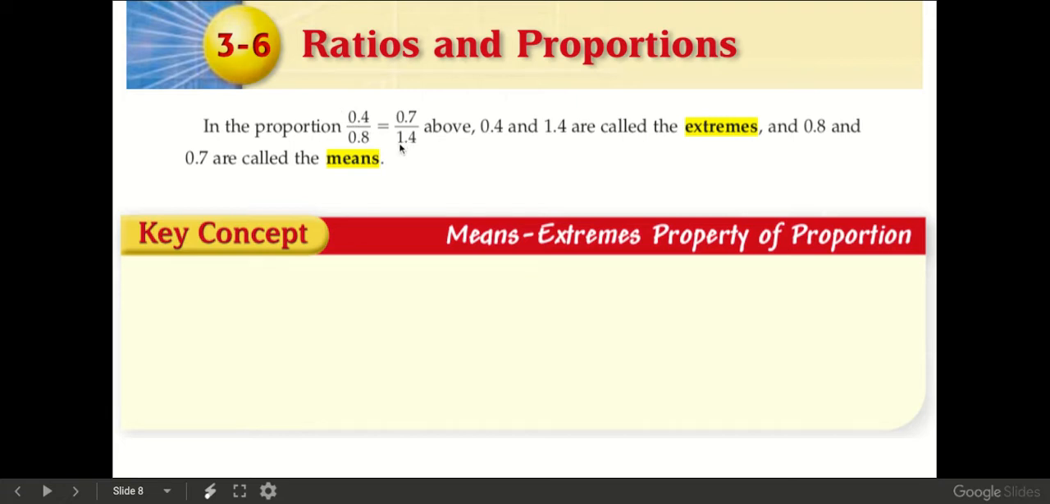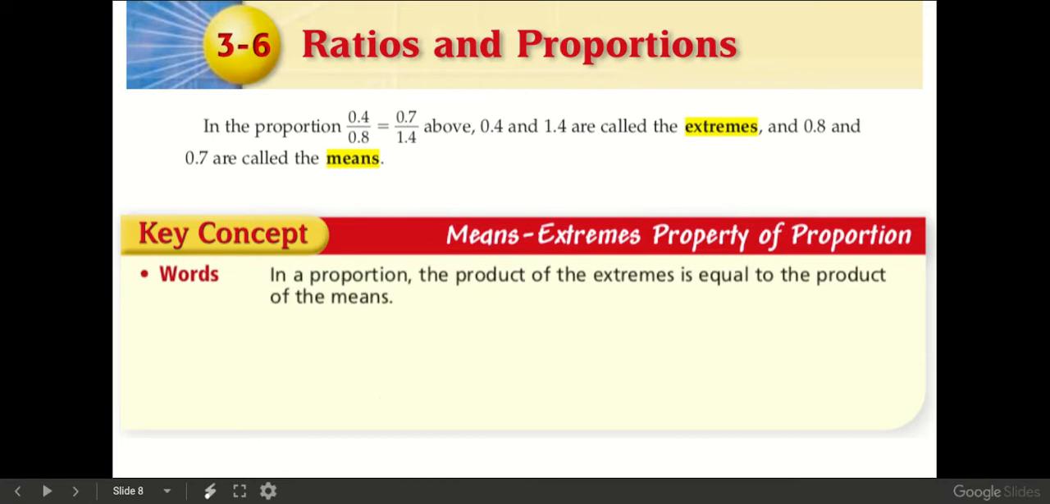This is one of the examples we did. Those are known as the extremes, right? So these two here are known as the extremes, and 0.8 times 0.7 are known as the means. And so basically in a proportion, the product of the extremes is equal to the product of the means. Again, it just refers to the cross product that we're doing, right?